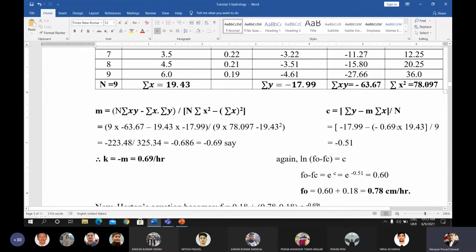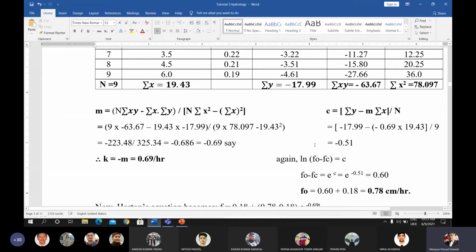So minus 0.69 into summation x, which is 19.43, and all this is divided by 9. Here n is 9. You will get the value of C as minus 0.59.